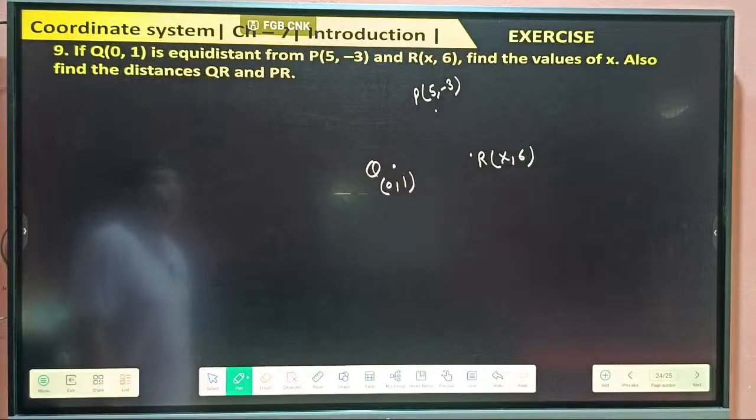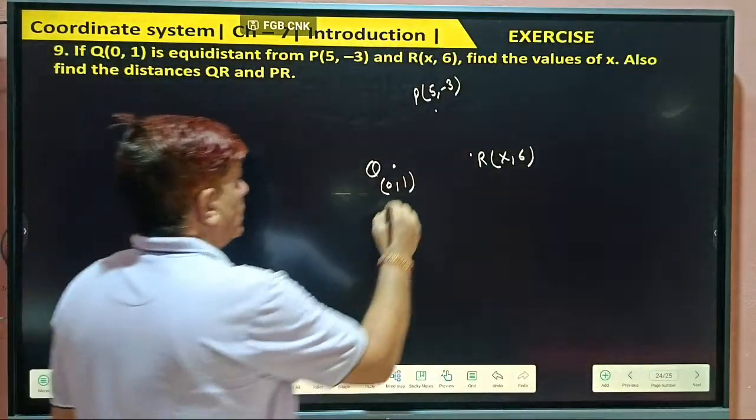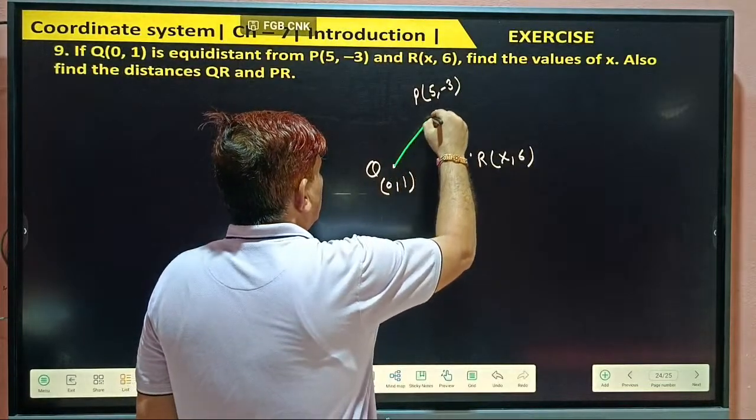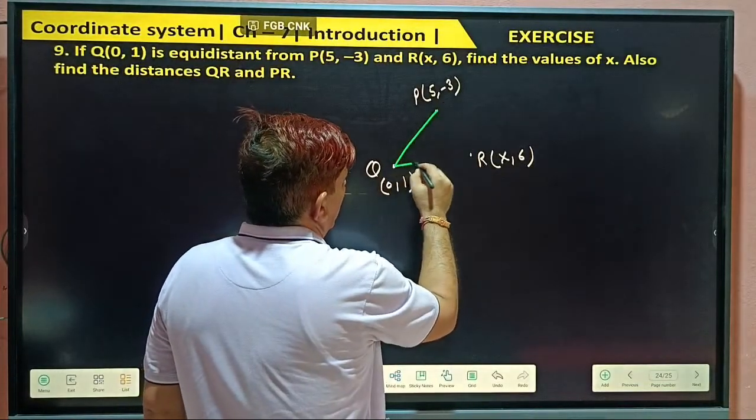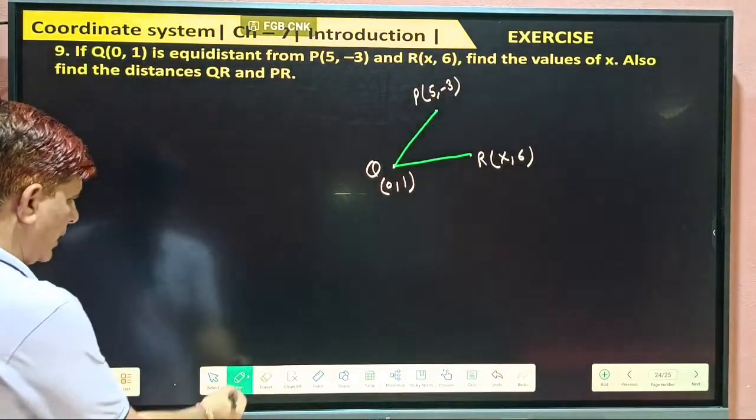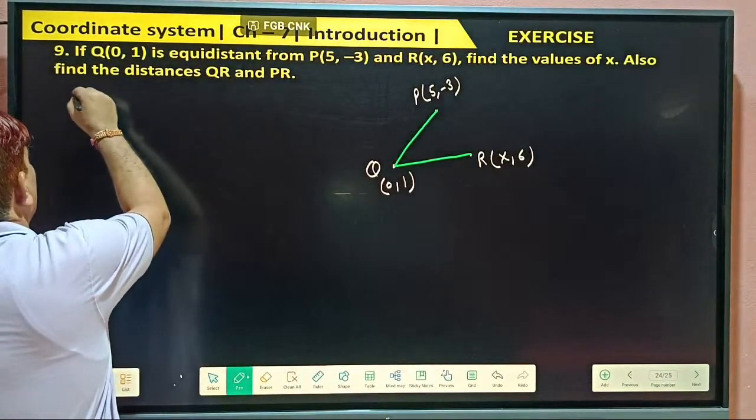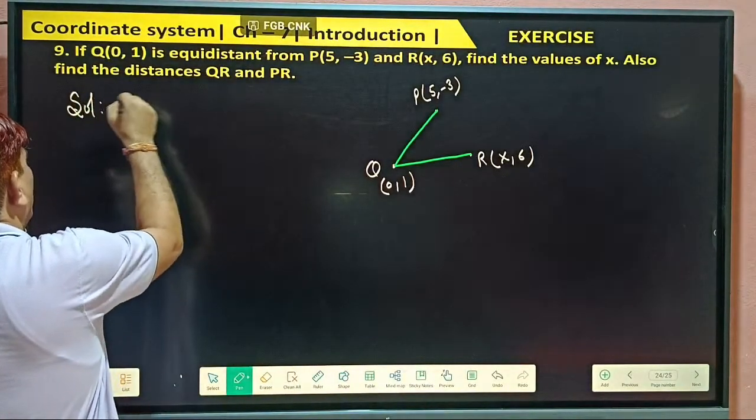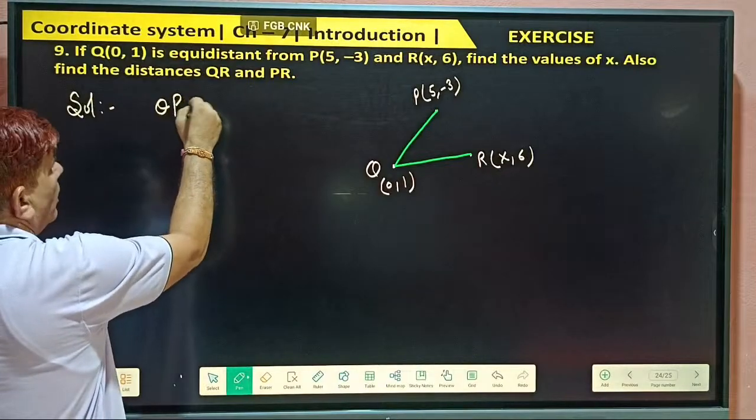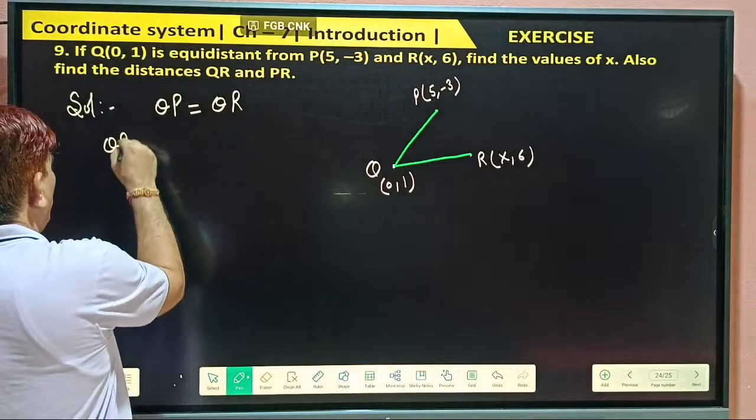Find the distance QR. Find that and PR. You know QR and PR are equal. So we have to find out this distance. QP and QR both are equal. So we will take help of it. We will start the solution. QP equal to QR. So first we will find out QP.